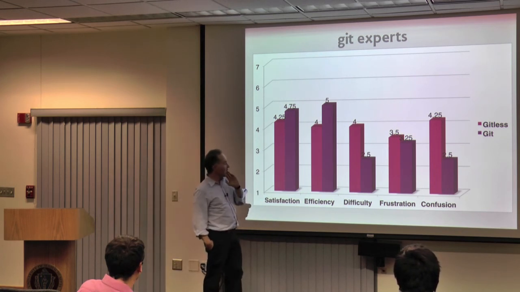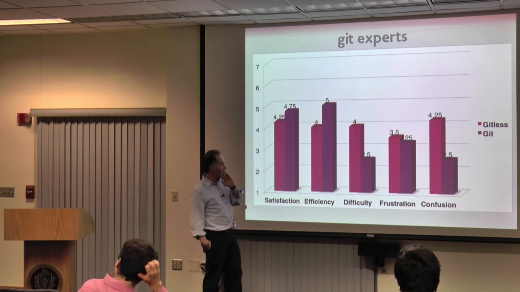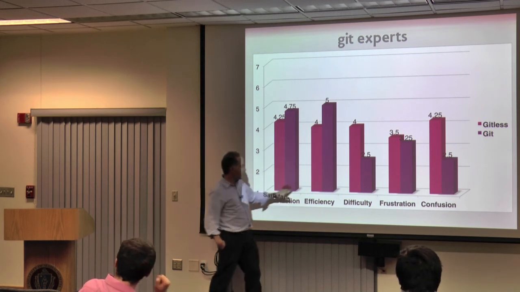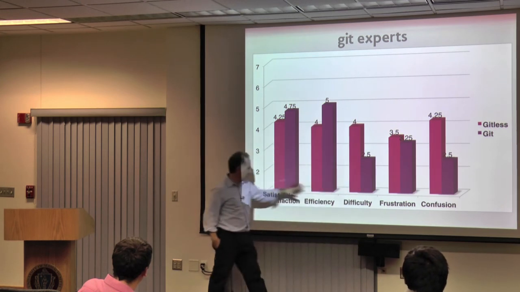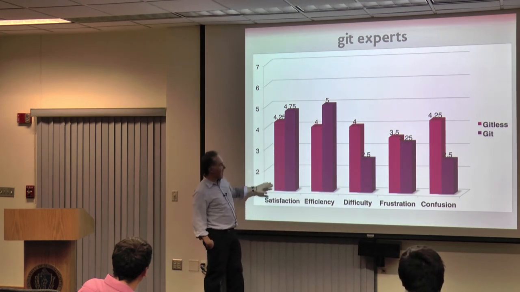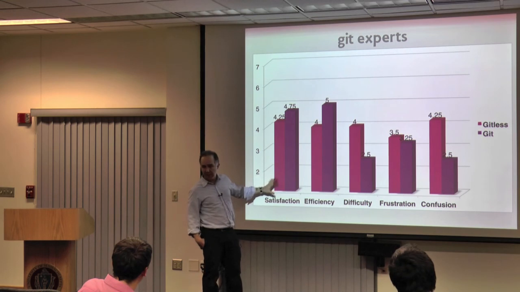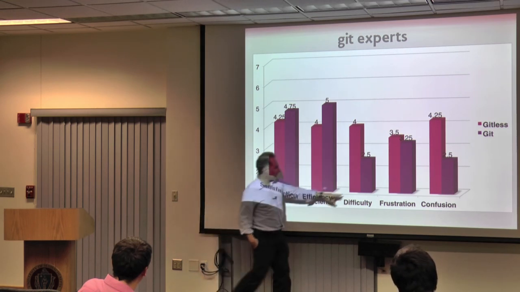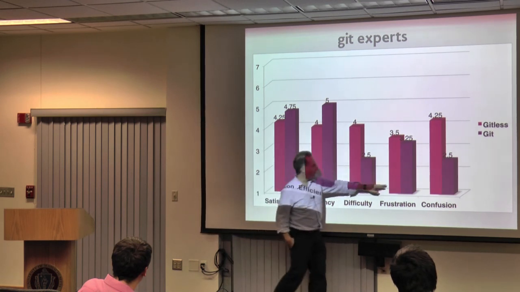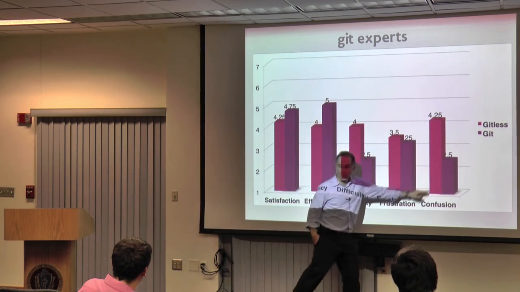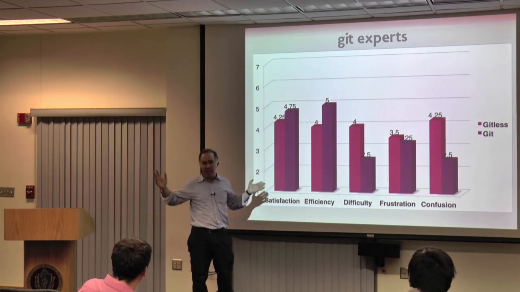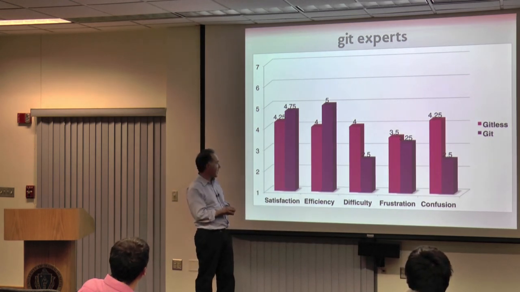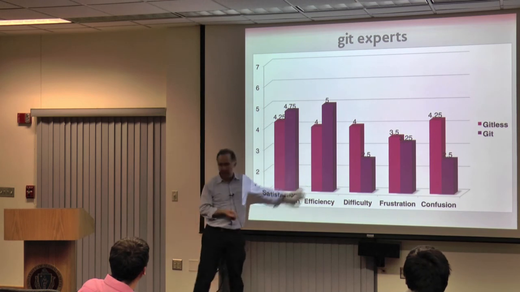This is missing actually a crucial piece of the graphic that I mistakenly deleted last night. These should be high and these three should be low. Right? These are all bad things and these two are good things. And as you can see, the Git experts in this small group, well, they weren't that thrilled about Gitless. They found Gitless a little bit more difficult, a little bit more frustrating, and a lot more confusing than Git. I should say, these are people who use Git all the time, and we gave them about a 15-minute tutorial on Gitless. And Gitless was not quite as satisfying or efficient.